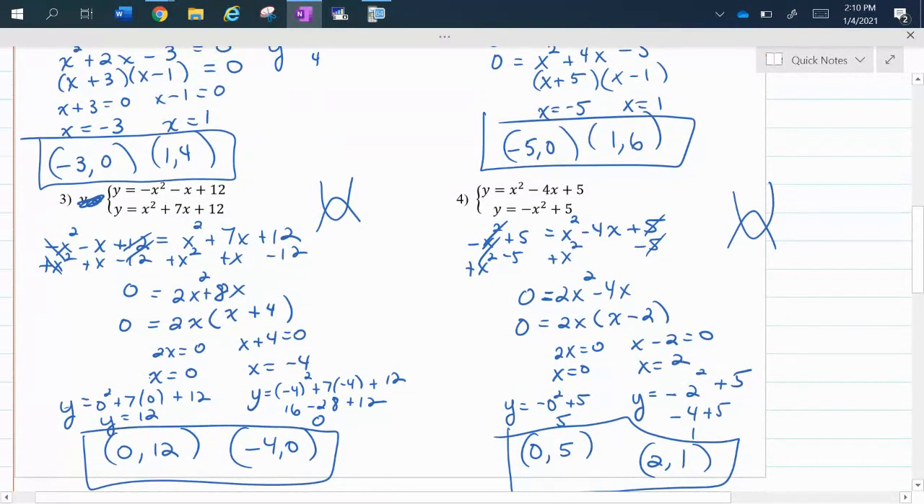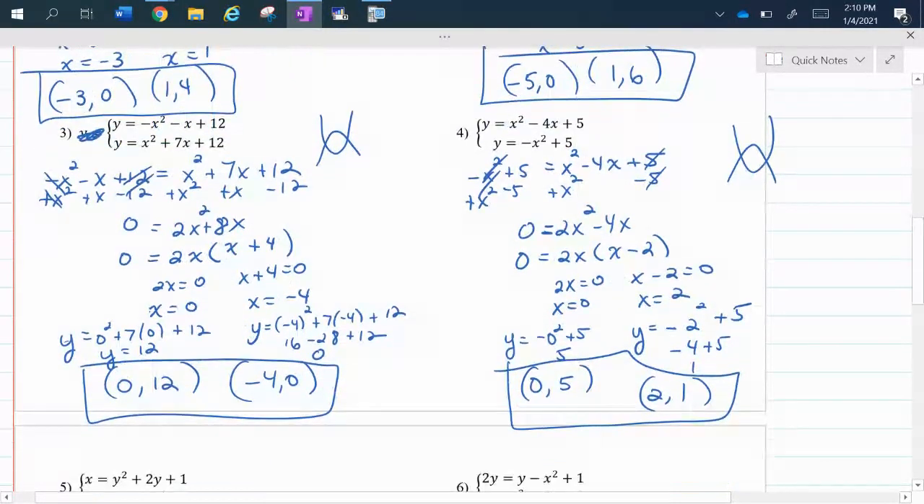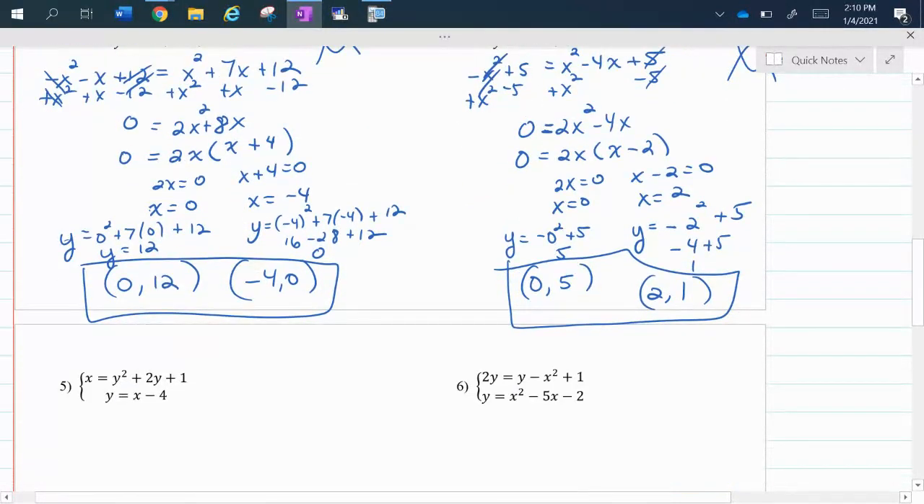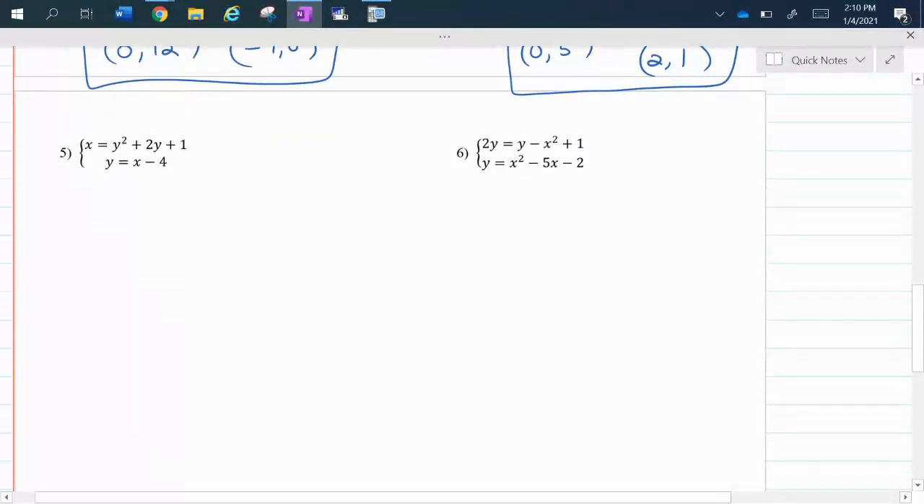Okay, so it seems like we've done the same thing, but we just have two quadratics instead of a linear and a quadratic. Let's go to the next one. Okay, these are a little bit tricky. Let's see what we have here. We have a quadratic and we have a linear. So I think I'm going to do substitution.